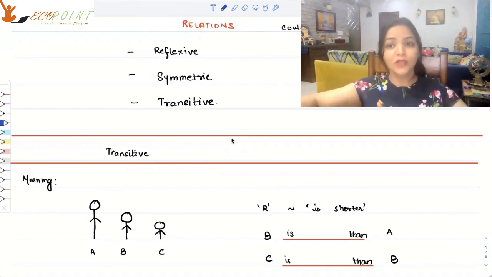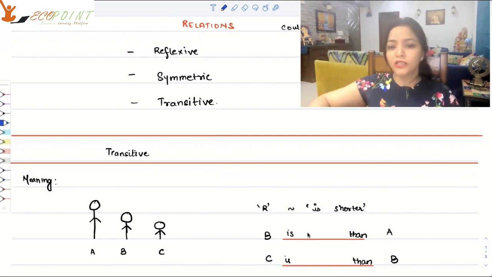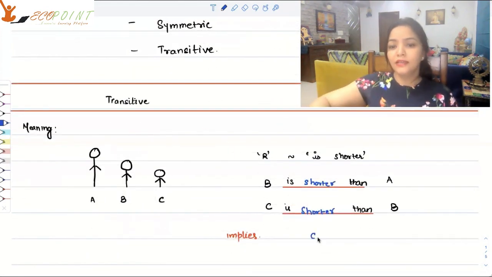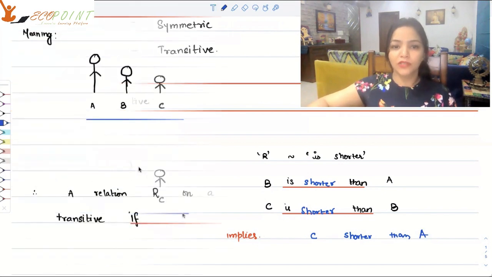It's a transitive relation. In general, if you have A, B, C, and we are taking the relation as shorter, say B is shorter than A, and C is shorter than B. Automatically, you would realize that C is shorter than A. That is, A is the tallest, right? This picture gives you the same logic.